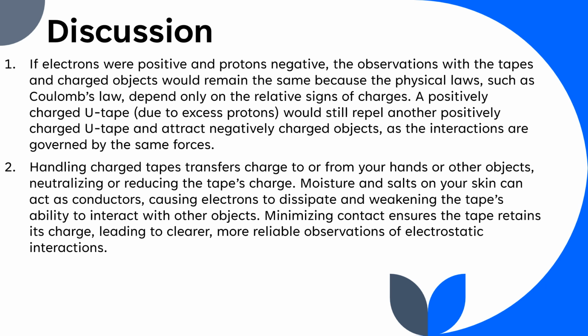So we also have to discuss some losses and errors. Handling the charged tapes after we ripped it off the base tape. Some charge gets on your hands or other objects, like for example the tape, and this will reduce the tape's charge and effectiveness. Also, moisture and salts on your hands can act as conductors, which cause electrons to dissipate and weaken the charge. Minimizing contact with other objects besides the base tape ensures the tape retains its charge, leading to clearer, more reliable observations.